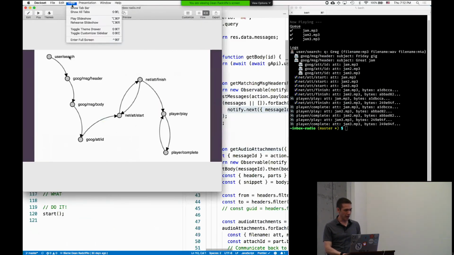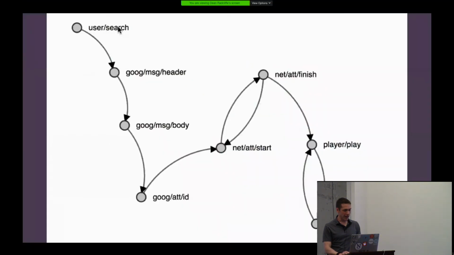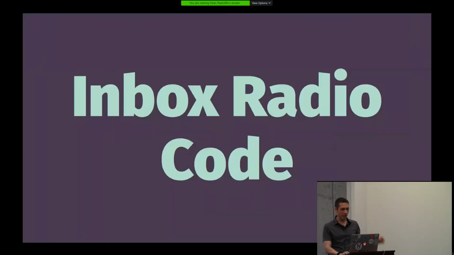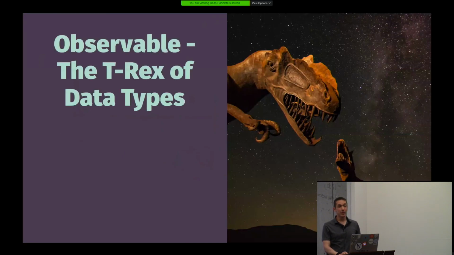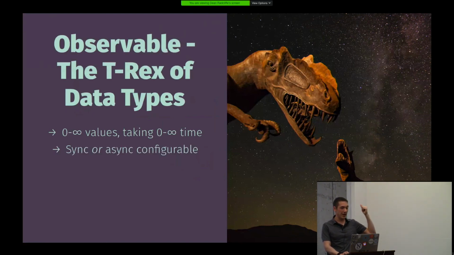I'd love to show you more, but I'm running out of time to talk at you, and I want to open it up for Q&A. But first, what are the takeaways? What do I want you to come away remembering? Observables are like the T-Rex of data types. You can encapsulate behavior behind them, so you can stub out the unknowns that you don't know yet. You can just simulate it with observables. Also, they're way more flexible than promises. They're zero to infinite values, taking zero to infinite time. They can be sync or async, so they can waste as little time as possible.